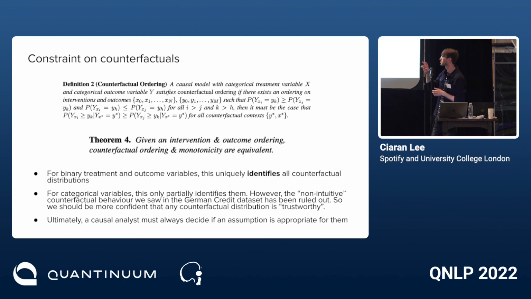We should also note that the causal analyst looking at the data should be the one to decide if a certain assumption is reasonable given the domain. So we're not saying this should be true for all causal models, but in lots of contexts, like the financial industry and also epidemiology, this seems intuitive. So you can then go on and figure out how to train causal models given this extra constraint.